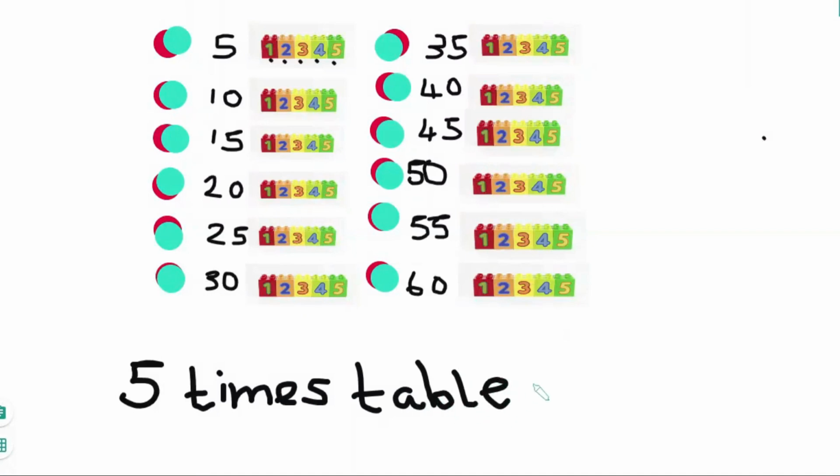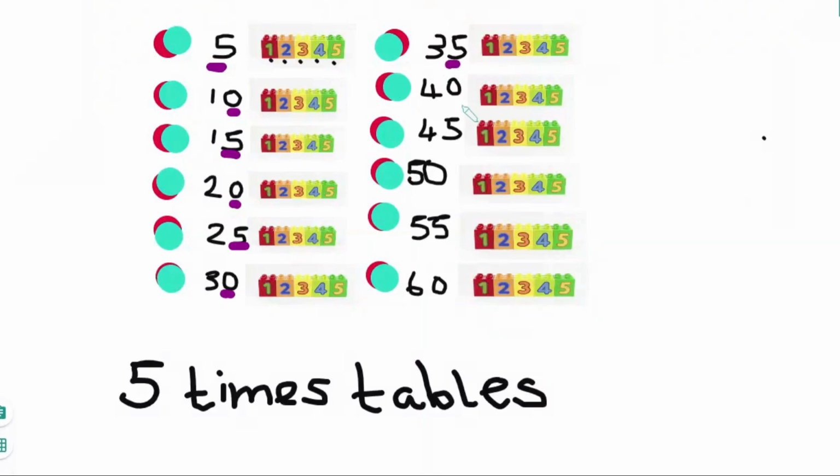Do you notice anything about the numbers in our 5 times tables? Have a little look. Have a look at the numbers. All of the numbers in our 5 times tables end with either a 5 or a 0. All of the numbers end with a 5 or a 0.